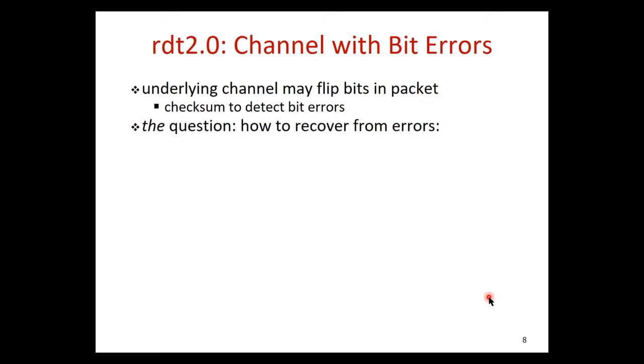Okay, now let's make our underlying channel a bit more realistic. Now we assume that the underlying channel may flip bits, so we may have bit errors in the packets. Here we need to assume that we have a means to detect the bit errors. There must be some way to detect, right? If you cannot detect bit errors, there's nothing you can do. For example, we assume that it uses a checksum, like the UDP checksum, to detect bit errors. Now the question is, once bit errors have been detected, how do we recover?